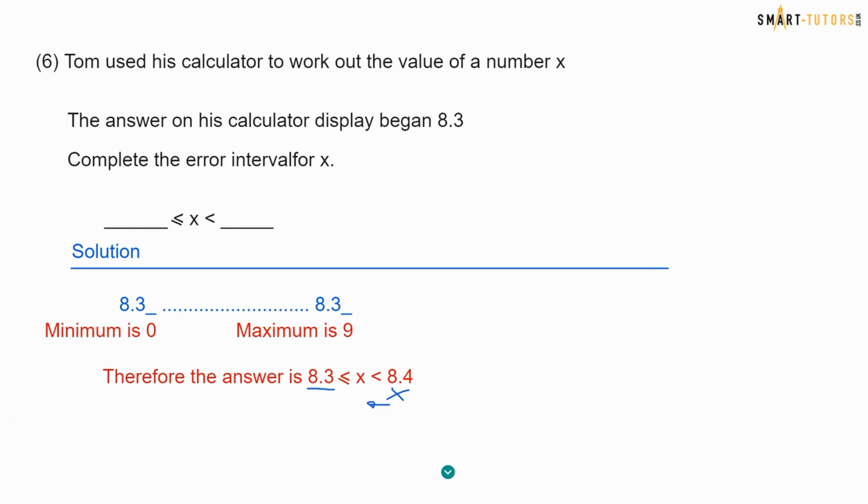it could be 8.3999, something long number can be possible. Because it's a calculated display, we don't have any knowledge what the numbers are. So the answer could be 8.399999, but not inclusive 8.4. So if there's no equal signs, the maximum number could be 8.4 and the minimum number is 8.3. That is the answer for question number 6.